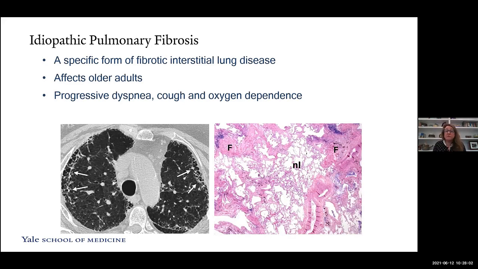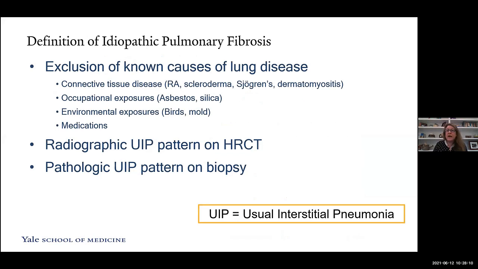It tends to affect older adults. People tend to have progressive shortness of breath, cough, and oxygen dependence. So how do you define IPF? Well, number one, it's idiopathic. What idiopathic means is that you have excluded known causes for the lung disease. For example, there's connective tissue disease, things like rheumatoid arthritis, scleroderma, Sjogren's. If you have connective tissue disease and lung disease, you by definition no longer have IPF because there's a known cause for the interstitial lung disease.